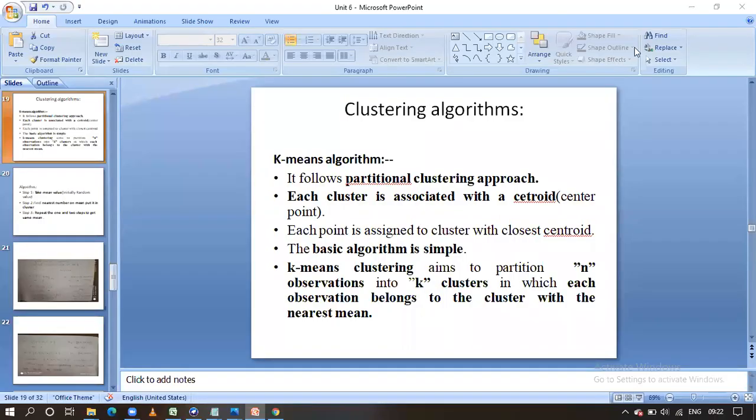Okay, in the previous class, what we have discussed is experiment 9, demonstration of clustering rule process on iris.arff dataset using simple k-means algorithm.